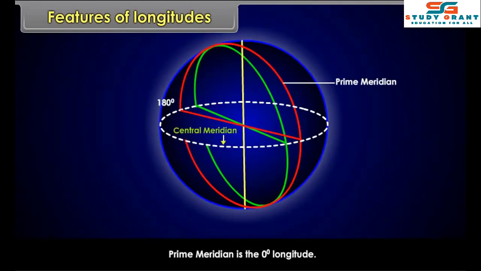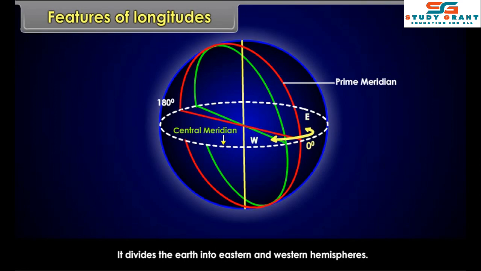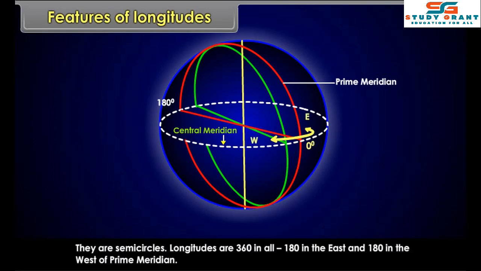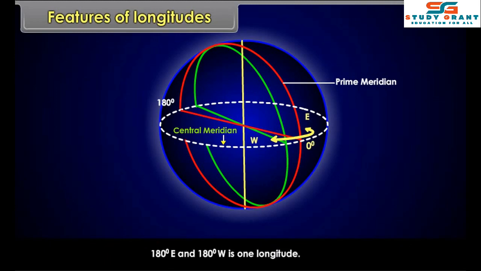Features of longitudes. Meridians are equal in length. All the longitudes converge at the poles. The longitude running through Greenwich near London was first chosen as the prime meridian. Prime meridian means chief or main meridian, having noon at the same time at all places on this line. Prime meridian is the 0 degree longitude.